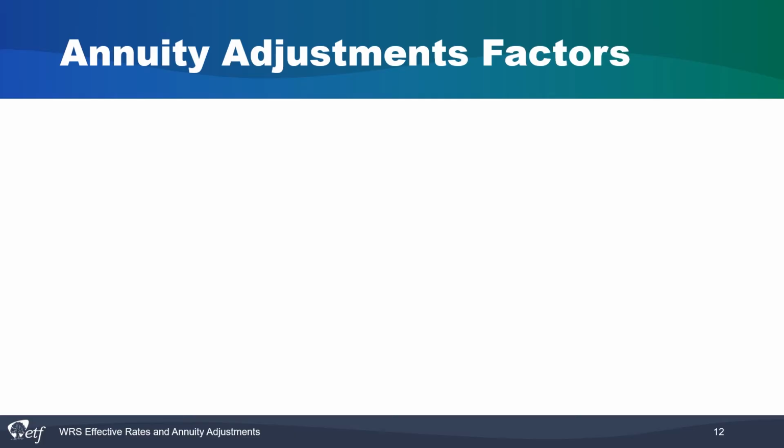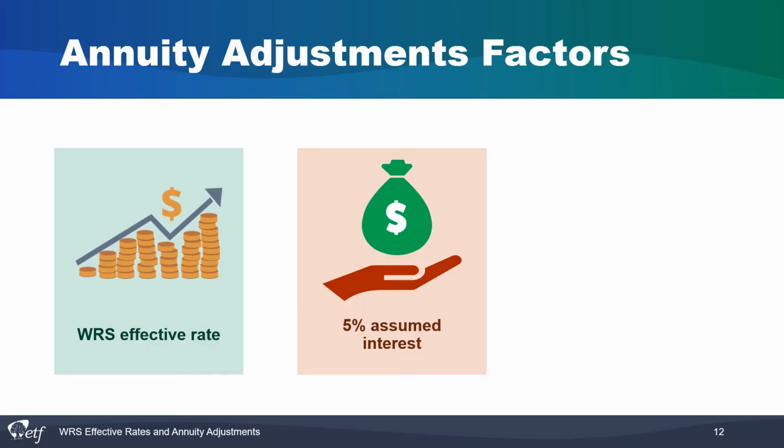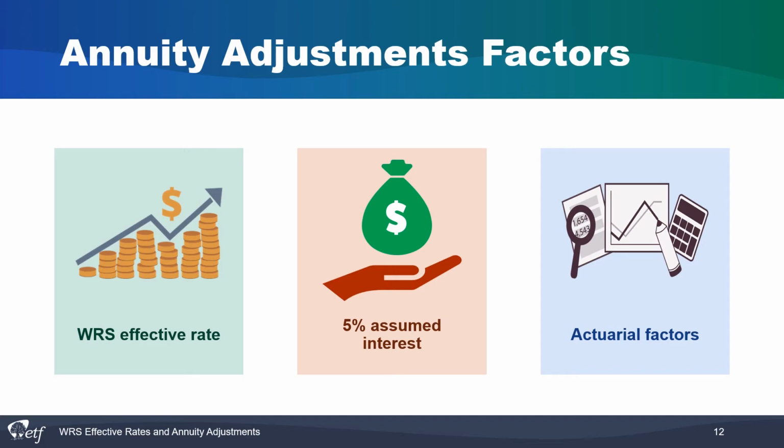The annual annuity adjustment is determined by several factors. The first is the annual effective rate of interest for the year because you still get an investment return that is applied to your annuity. We also subtract an assumed 5% investment return that we included in your initial calculation for your lifetime benefit. And we look at actuarial factors related to the benefit such as life expectancy. If we live longer, then this affects the cost of maintaining the lifetime benefit.